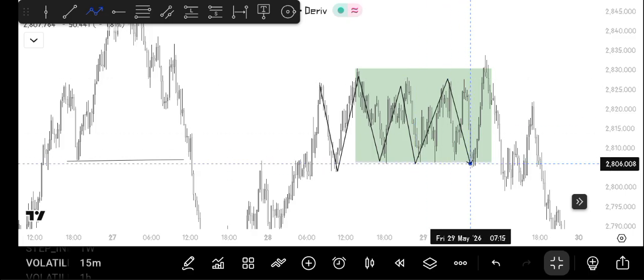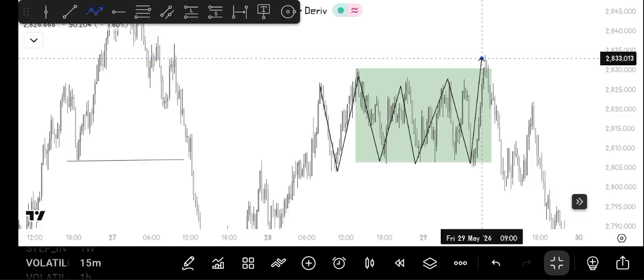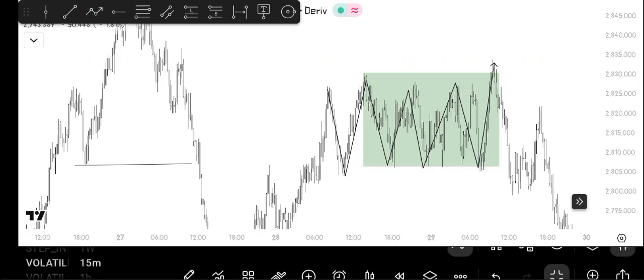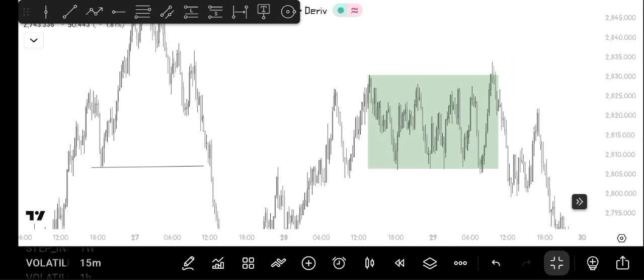Then finally it broke out. It gave a false breakout. You see, now where does it break out actually mitigate? This was the zone. Now it's like this was the zone price really went to.